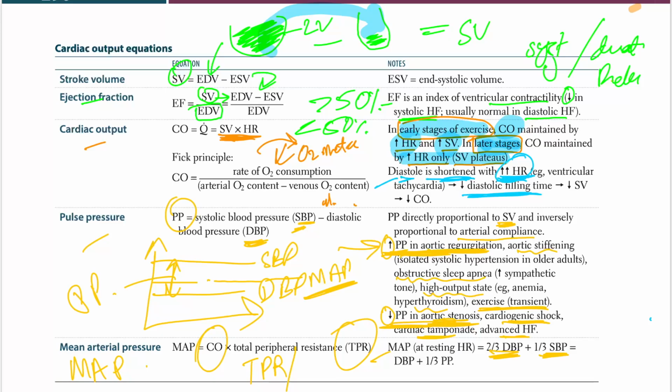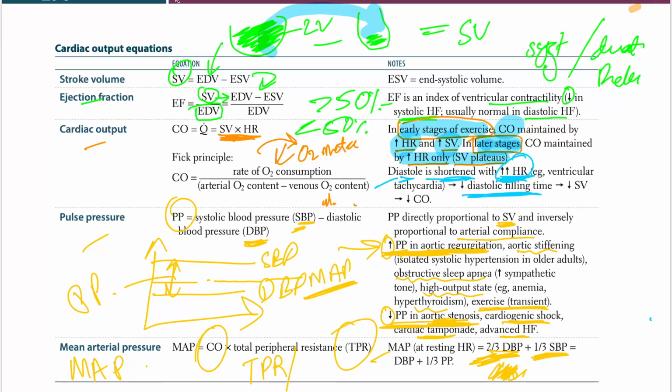stays in diastolic blood pressure for a longer time. That's why it's 2/3 of the diastolic blood pressure and only 1/3 of the other one. Because the blood stays more here. The blood stays more in your diastolic blood pressure. Systolic blood pressure is just whatever goes out.